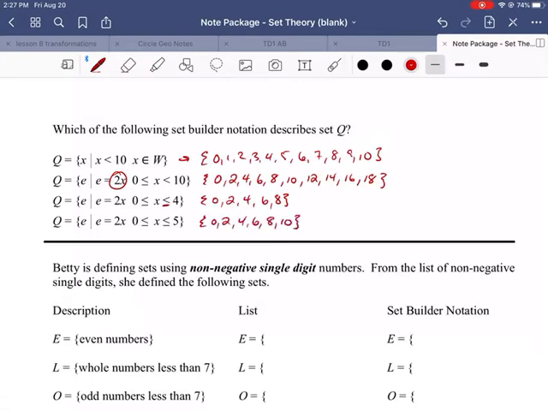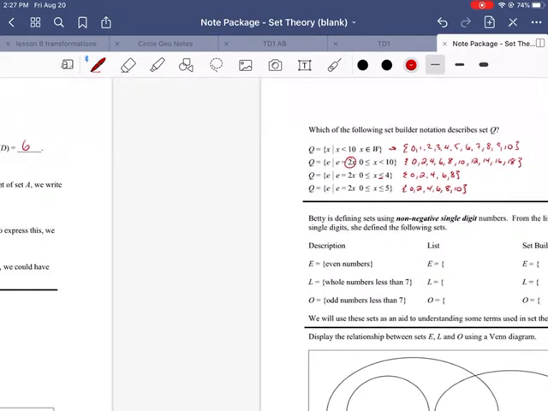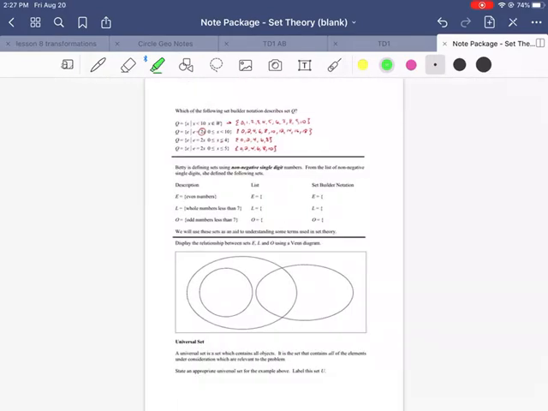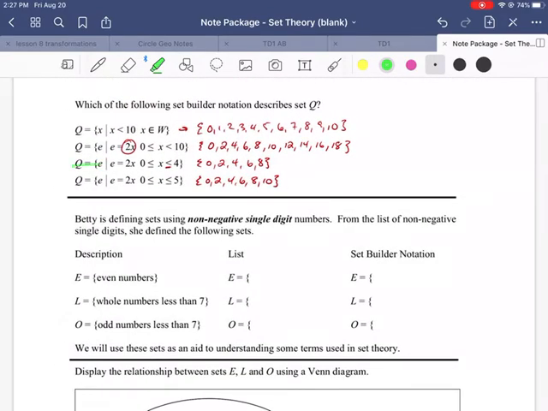So if we compare this to our set Q here, these are the ones that we want: 0, 2, 4, 6, and 8. So which one matches that? Well, it's this one here. So that one is not correct, or I shouldn't say it's not correct, it just doesn't match what we had before. All right, let's do another example here.